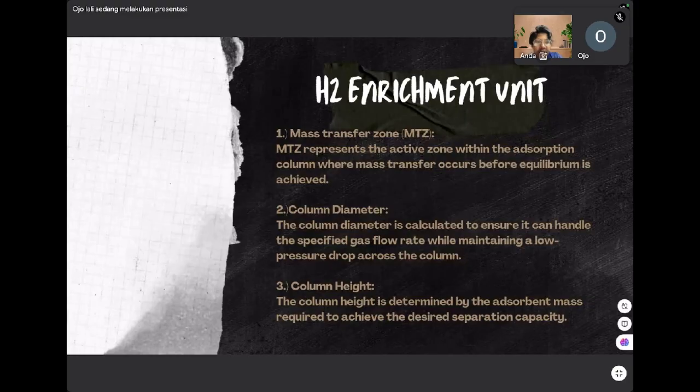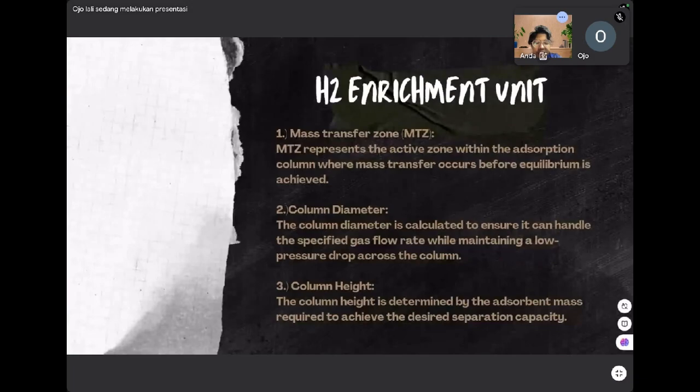Okay, my name is Dzikry Aulia Atmadja. This is for the H2 enrichment unit, three kinds of calculations. The first is the mass transfer zone. The mass transfer zone represents the active zone within the absorption column where mass transfer occurs before equilibrium is achieved. The mass transfer zone in an absorption process is critical for determining how efficiently the system utilizes the column.